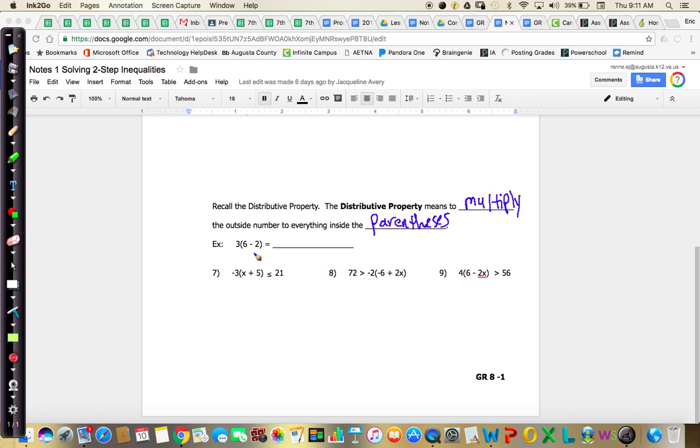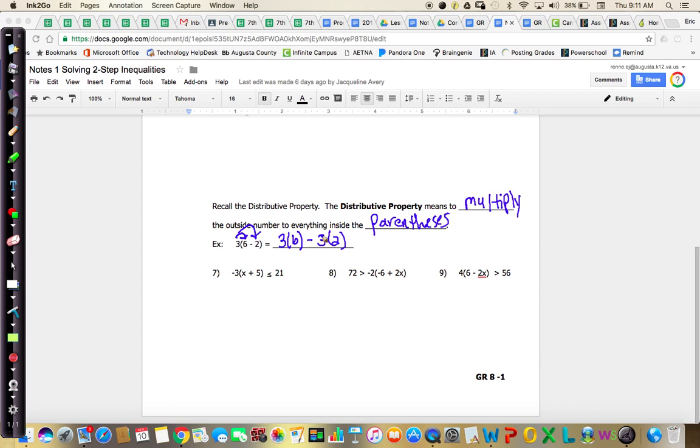Okay, so here's our example to review from when we did properties. So remember, we need to multiply the outside number to everything inside the parentheses. And remember, there's a minus sign in between the 2 parts that I'm distributing. So 3 times 6, and then remember there's a minus sign. And now we have to do 3 times 2.